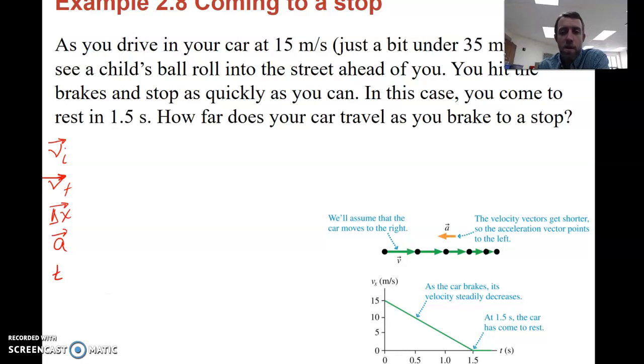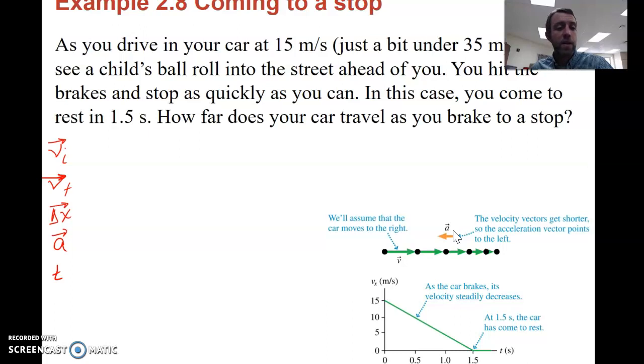So the first thing that you should do with all of these problems, even if they are super duper easy, is draw a quick picture or a diagram. There's one already here, and I'll draw one in the next problem, but this one we have a motion diagram showing the velocity vectors and the acceleration vector.